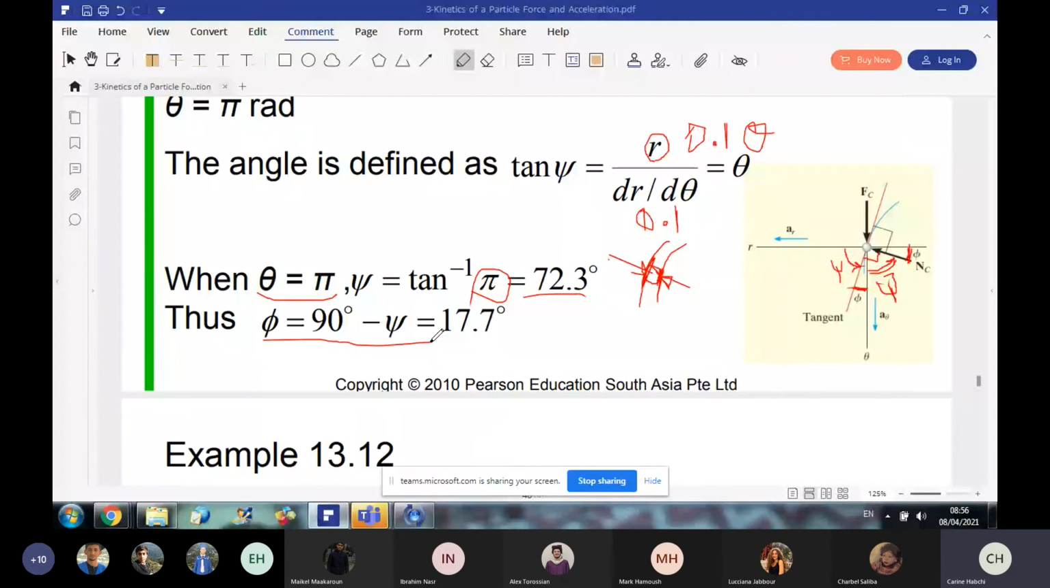Once we have these angles, it becomes very simple. All we have to do now is to project along ur and u theta. If you look at your figure, for the sum along r, the force Fc is perpendicular to ur, so there is no projection along ur. I only have the projection of Nc, which is a positive projection. So it's plus Nc cosine phi equals m ar, and ar is calculated as r double dot minus r theta dot squared. For the sum along u theta, I have the force Fc, which is along u theta, so plus Fc, and for Nc it's a negative projection, so minus Nc sine phi.